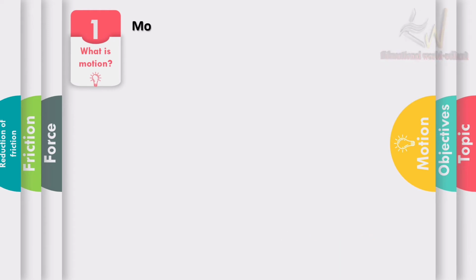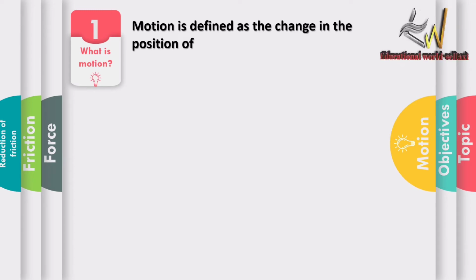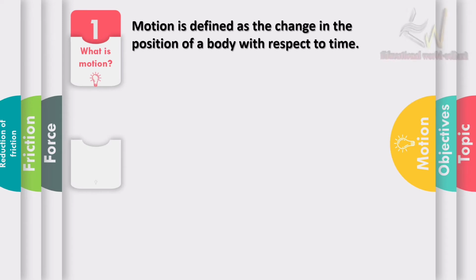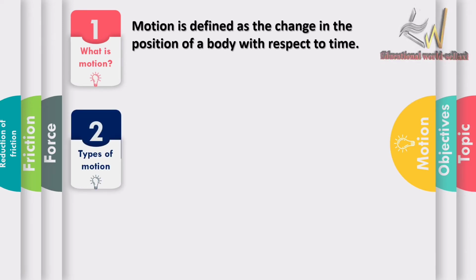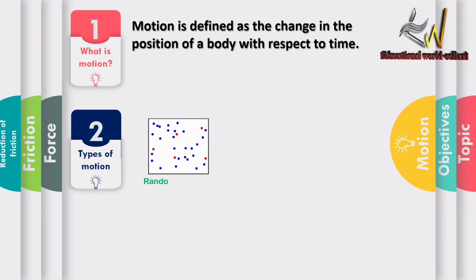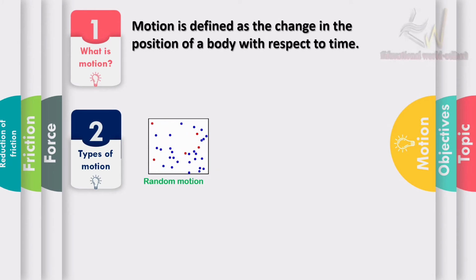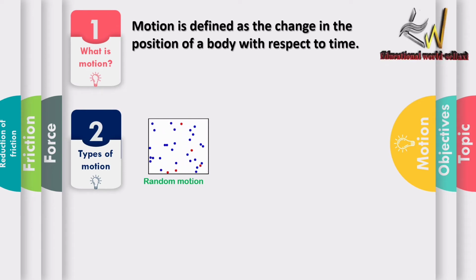What is motion? Motion is defined as the change in the position of a body with respect to time. Types of motion. We have different types of motion. The first one we are looking at here is random motion. Random motion is a zigzag or irregular type of motion of a body without any given or particular direction. For example, the motion of gas molecules.